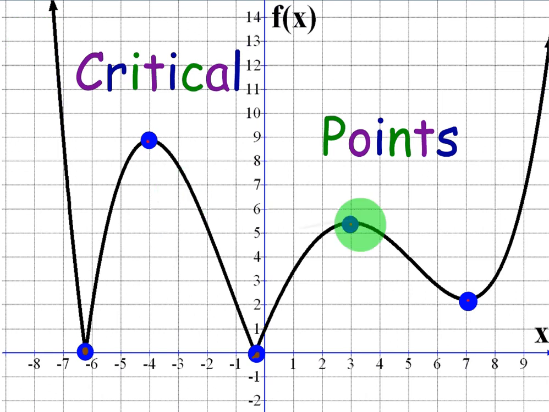We are looking at a graph with several critical points. There's one here, there's one there, one there, one there, and one there. So the question is, what is a critical point? Well, that's what we're going to take a look at today. We're going to define what a critical point is and how to find them.